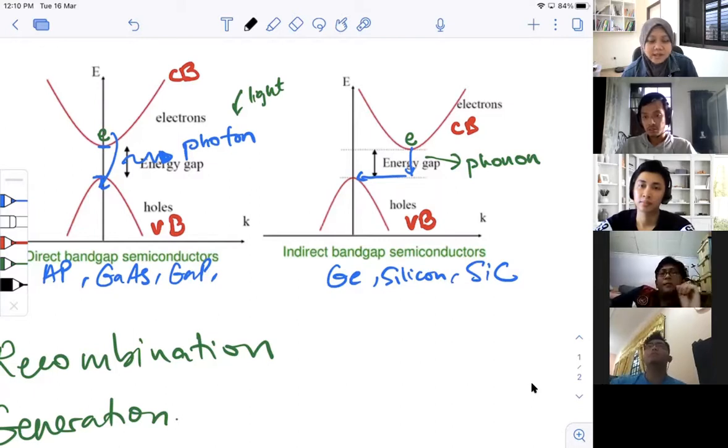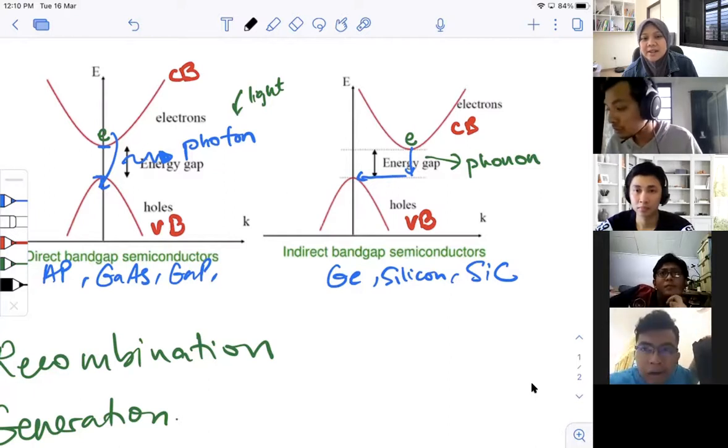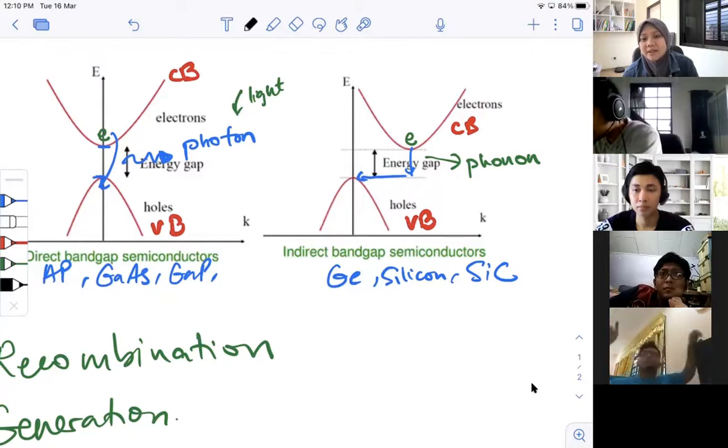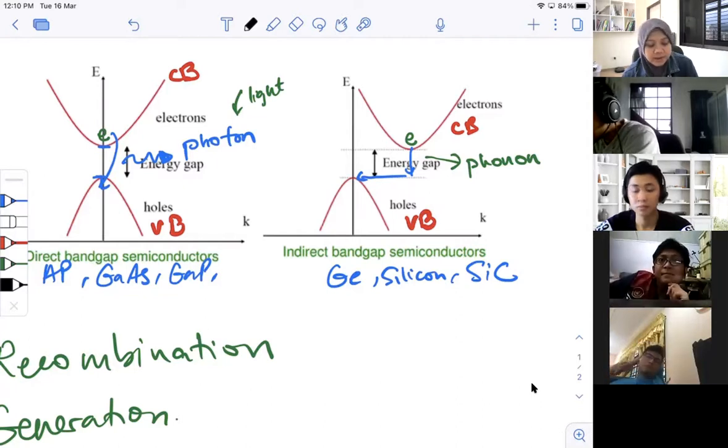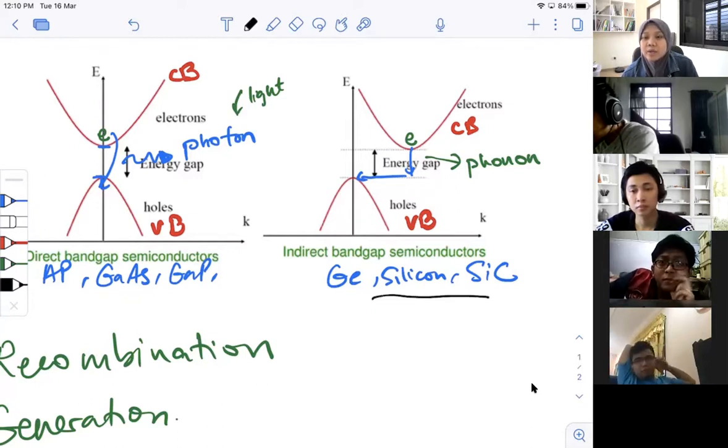So, this generation and recombination will happen in semiconductor. But if we design the device properly, you can reduce the recombination and have current flowing with less recombination. That's why we need to understand the physics, and therefore the engineers use the physics to design the device. Later on, we'll go to device. Although recombination still happens in silicon and silicon carbide or any indirect band gap material, we can control the recombination process.